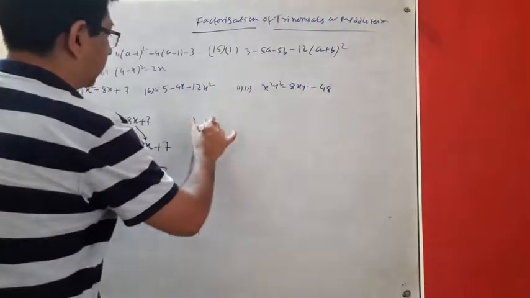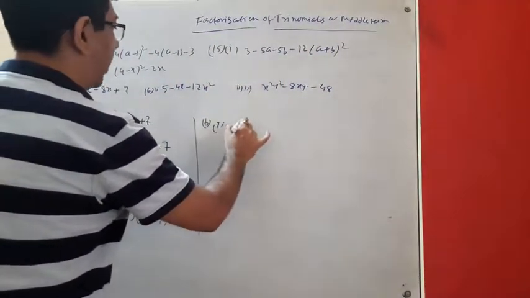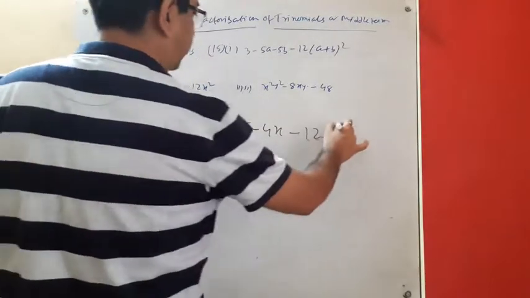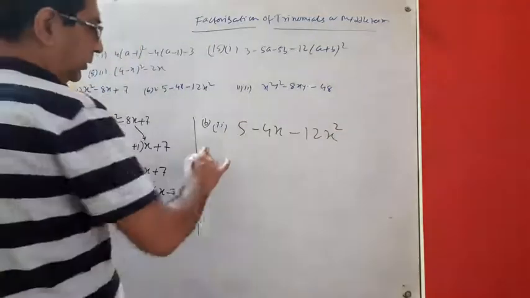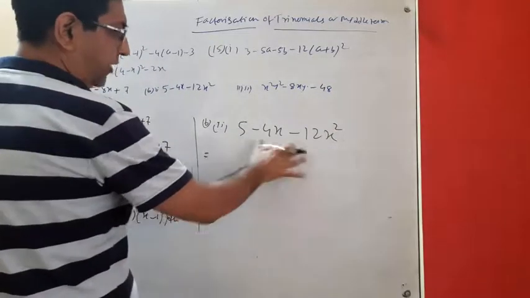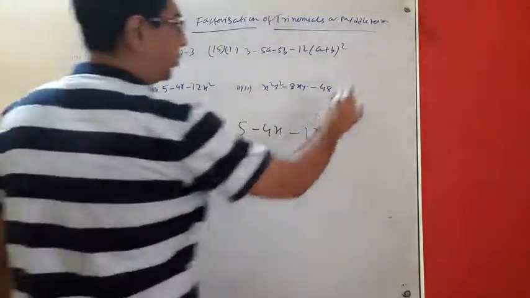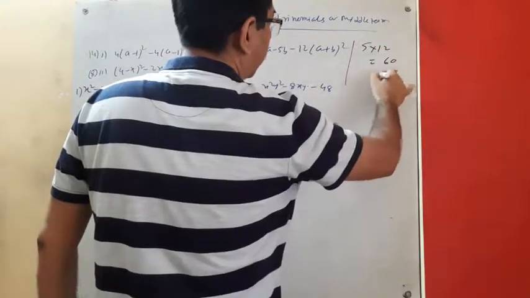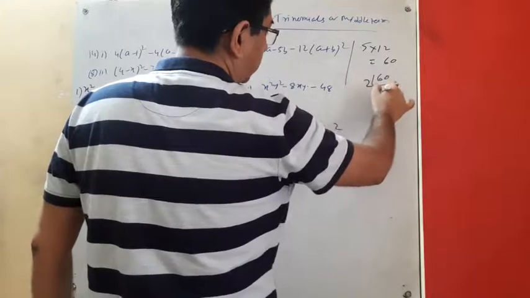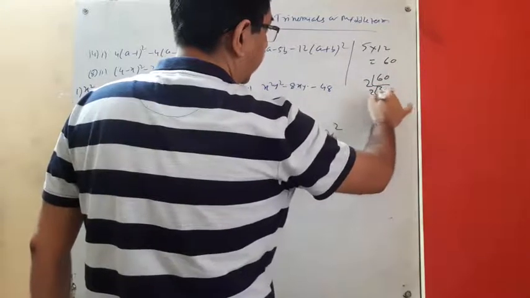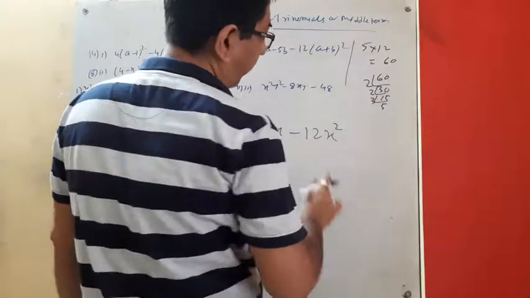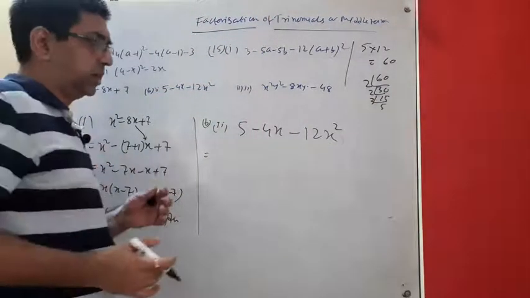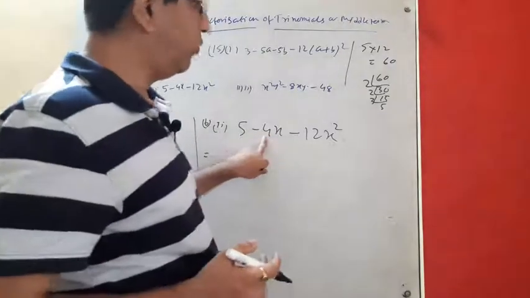Same thing: 5 minus 4x minus 12x square. How to do it? This is 5. Now 5 into 12 is equal to 60. Now go for splitting of 60: 2 30s, 2 15s, 3 5s. So the factors are 2, 2, 3 and 5. By addition or subtraction of these, we will reach 4.